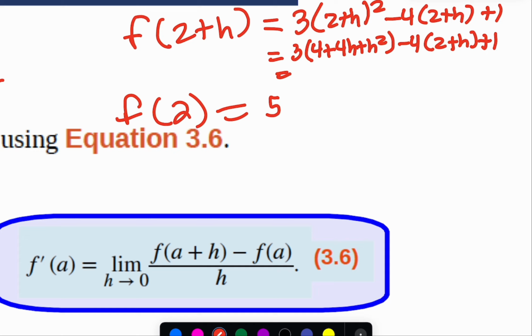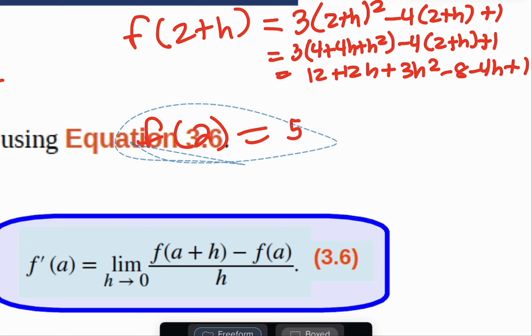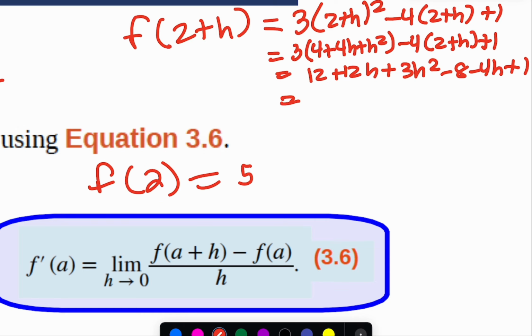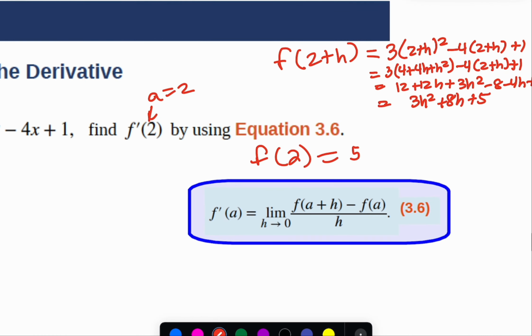Now let's distribute. We get 12 plus 12h plus 3h squared minus 8 minus 4h plus 1. We're getting there. We're almost done. And then if we combine like terms, we get 3h squared plus 8h plus 5. Okay?